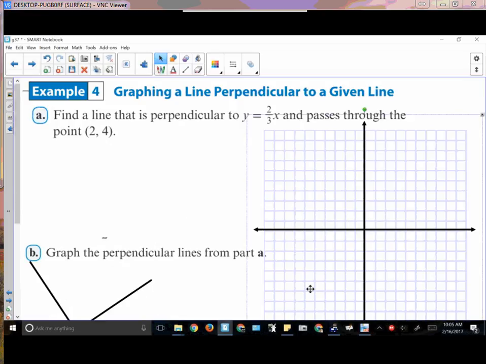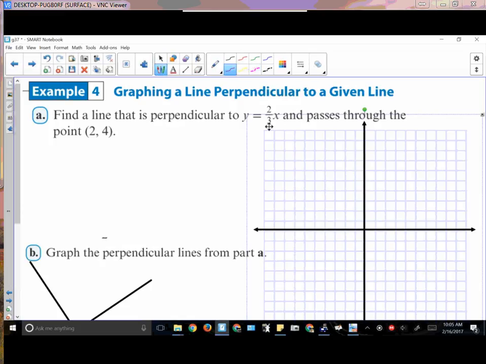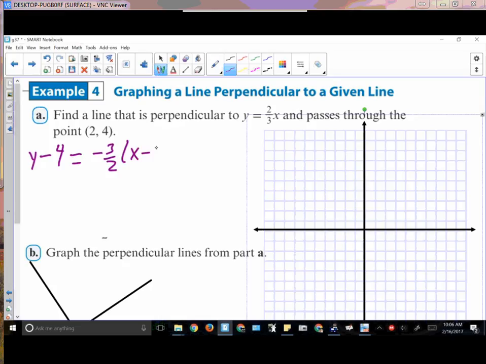So we're going to go through the exact same process again. We need the slope. Well, the slope here is 2 over 3, so what is going to be the opposite slope? The 3 over 2 reciprocal, but it's got to be opposite, so it would be negative 3 over 2. So, y minus what? Y minus 4? Okay. Whatever goes with y will be the y here. They go together. So it's going to be negative 3 over 2, x minus 2.